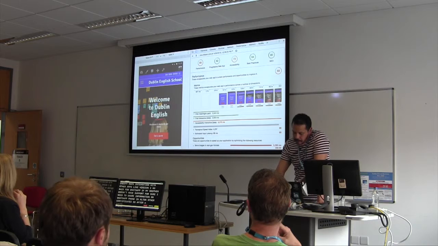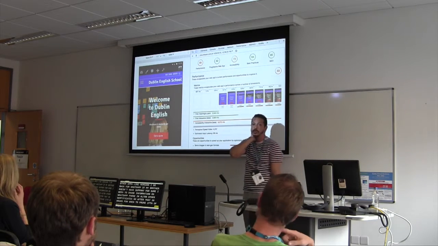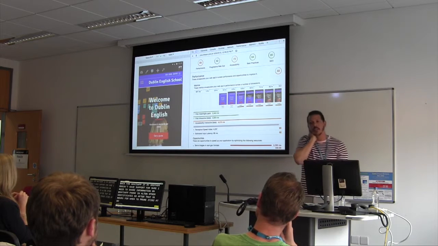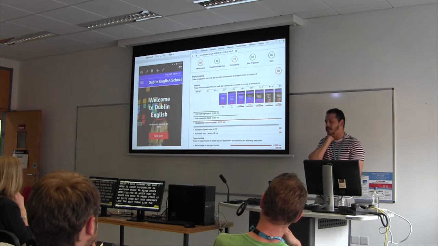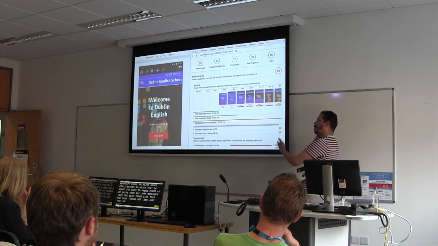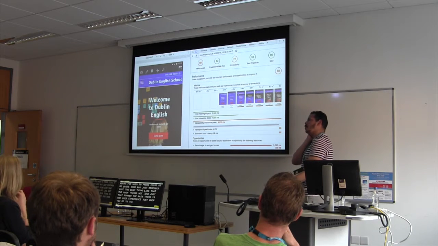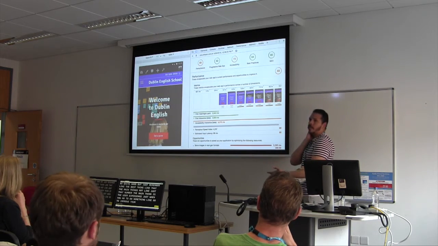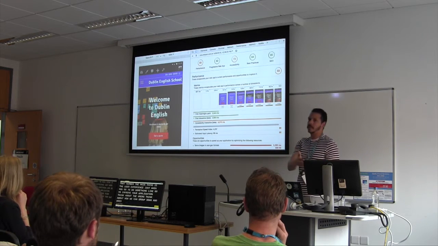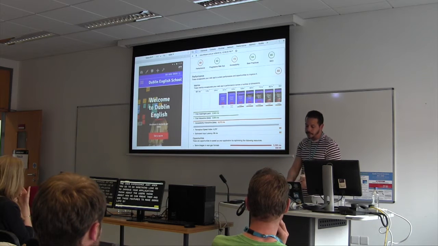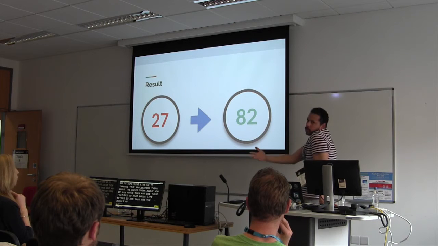So after those three changes, our score went from 27 to 82. 82 is quite good, but just remember, the main thing is not just that number. The main thing is the user experience. When you go to improve your application, think about the users, think about how you can improve their experience, and use those features to make their lives better. Okay. And that was the result with just those three changes.